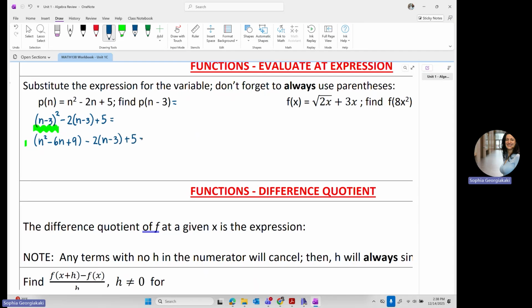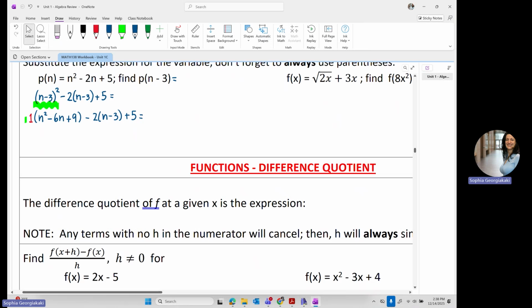And the next thing I'm going to do is the distribution. There is a 1 here, and there is a -2 in front of the second parenthesis. So when I distribute, n squared minus 6n plus 9, minus 2n plus 6 plus 5. And the last thing I'm going to do is add like terms.